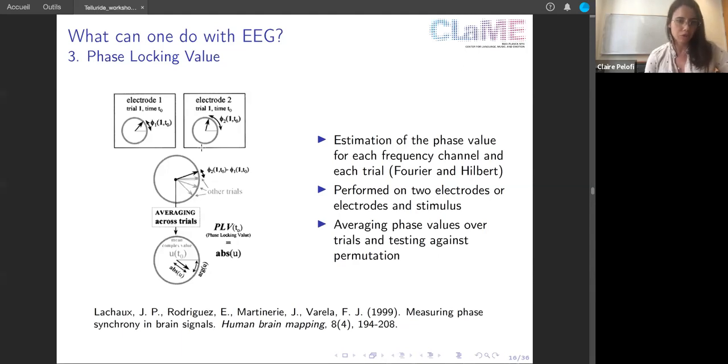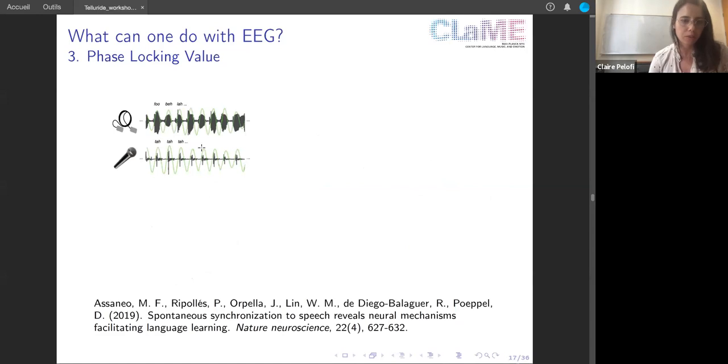the phase values over trials and compare either two electrodes together, which is what this initial paper by this French team did, or you can actually also do exactly the same and compare the phase values between one electrode and the stimulus, which is another way to do that that is also very popular. So in this particular study, which was carried out by Flora Saneo in the Temporal lab, what they did is that they looked at the phase locking value between brain and stimulus during speech perception and production.